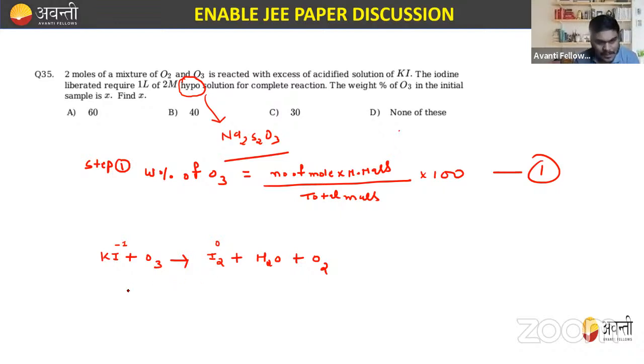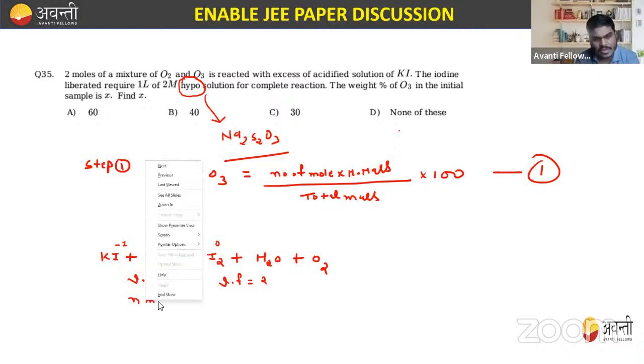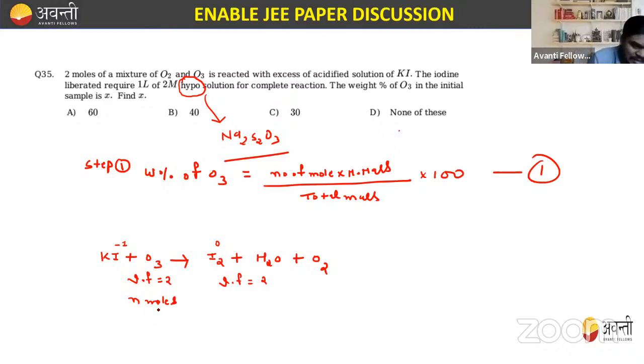और यहाँ पे टोटल कितना हो गया, अगर मैं बोलूं कि यहाँ पे मेरा वैलेंसी फैक्टर 2 है, और यहाँ पे भी वैलेंसी फैक्टर कितना है बेटा, 2 है। और इसके मोल को, जो ओजोन है, ओजोन के मोल को मैं n मोल असम कर लेता हूँ। So let the number of moles of ozone be n, right.